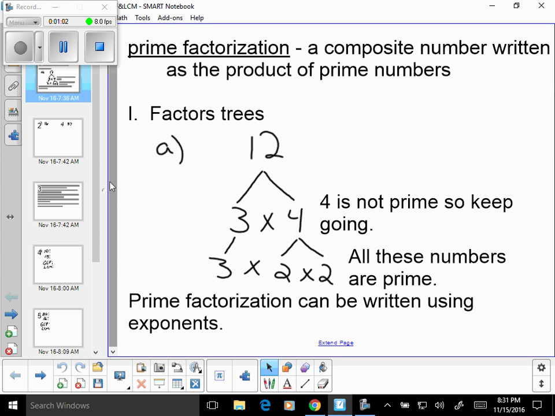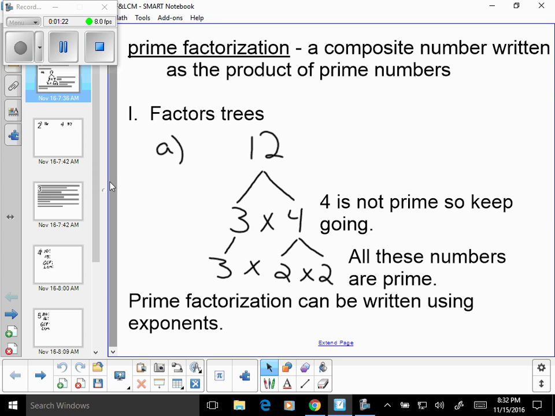12 is a composite number, and it is found by taking 3 times 4. I always have to ask myself with every line that I write, my first line is 3 times 4. Is 3 prime? Yes. Is 4 prime? No. So that means I am not done. I have to keep going.